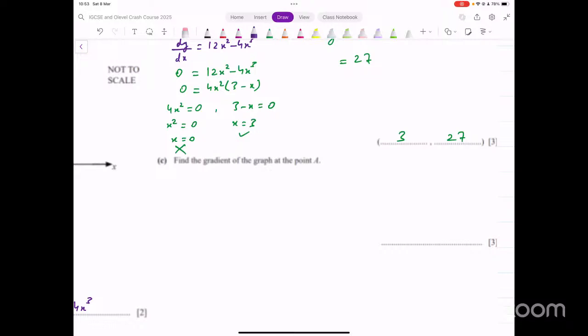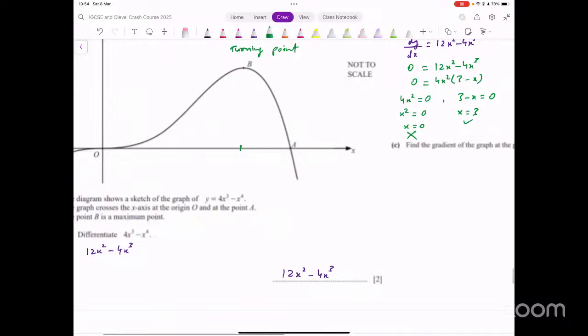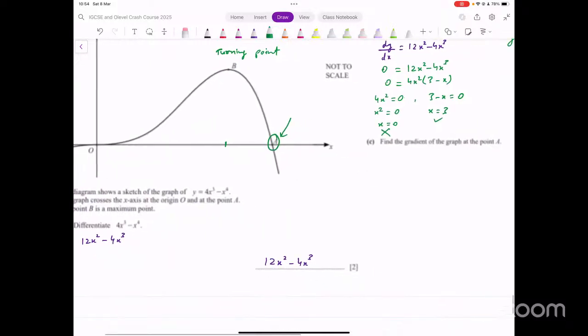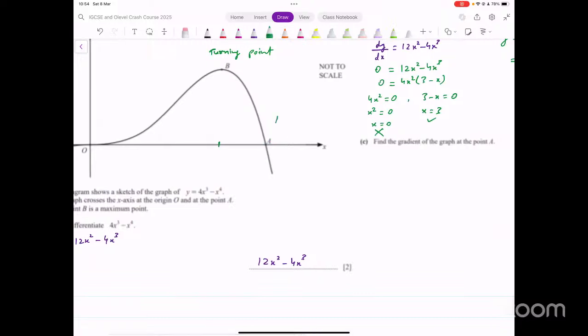Then finally it says, find the gradient of the graph at the point A. Now, how do you find the gradient of a curve? You find the derivative and put that particular value of x in that. What's point A? Point A is this point here. This is the x-intercept of the graph. Do we know the value of x at this point? We don't.